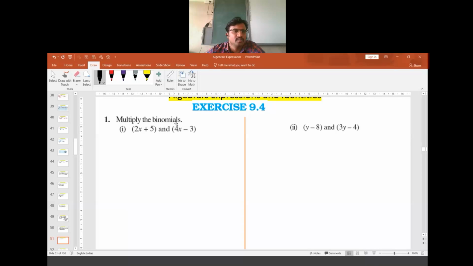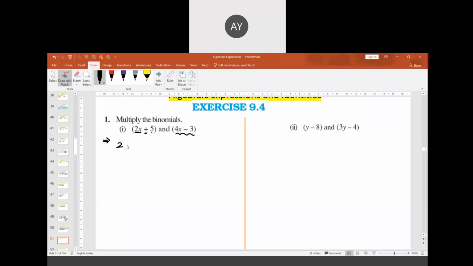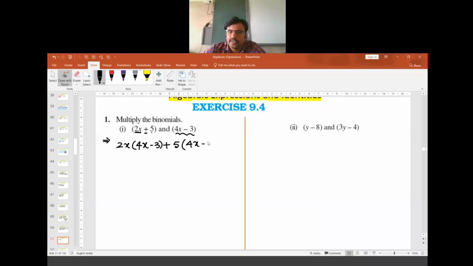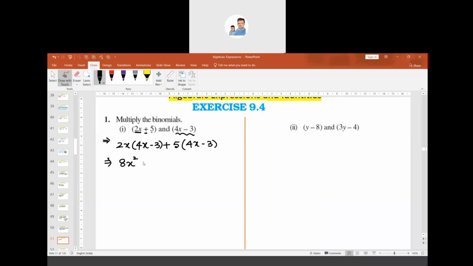Now the question is to multiply the binomials. Whenever multiplication of binomials is there, we follow certain steps. Here, first term should be multiplied to these two terms, followed by a symbol, then the next term multiplied to both the terms. So 2x should be multiplied to 4x minus 3, plus 5 should be multiplied to 4x minus 3.